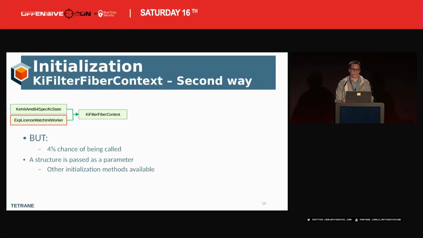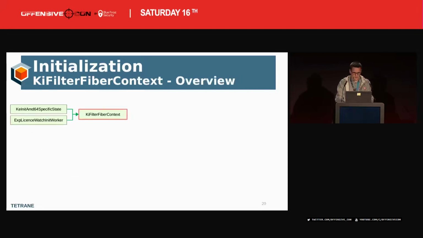XLicenseWatchInitWorker calls KiFilterFiberContext with only a 4% chance. This is interesting because it also means that if you think you disabled PatchGuard because you disabled some method, maybe you didn't disable this one, so maybe your computer will crash 1 out of 100 times. So yeah. In this case, a structure is passed as a parameter, which will allow new methods of initialization.